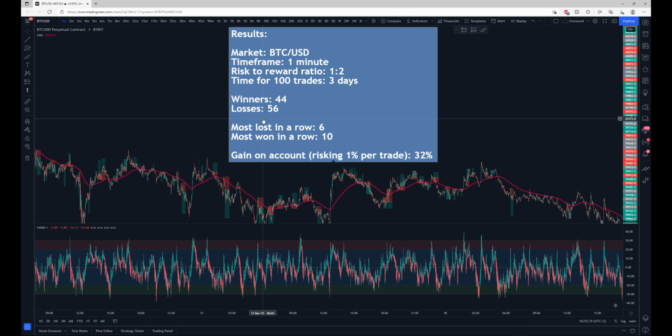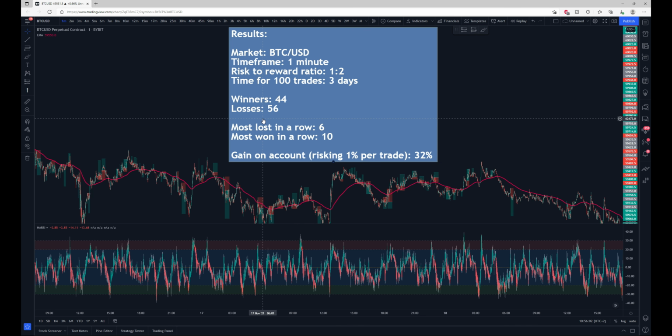All right, the results are in after the 100 backtested trades on Bitcoin against the US dollar. So let's review. This was tested on the 1-minute time frame using a 1-to-2 risk to reward ratio. It took 3 days of price data for the 100 trades, and there were 44 winning trades and 56 losing trades. The most lost in a row was 6, and the most won in a row was 10.